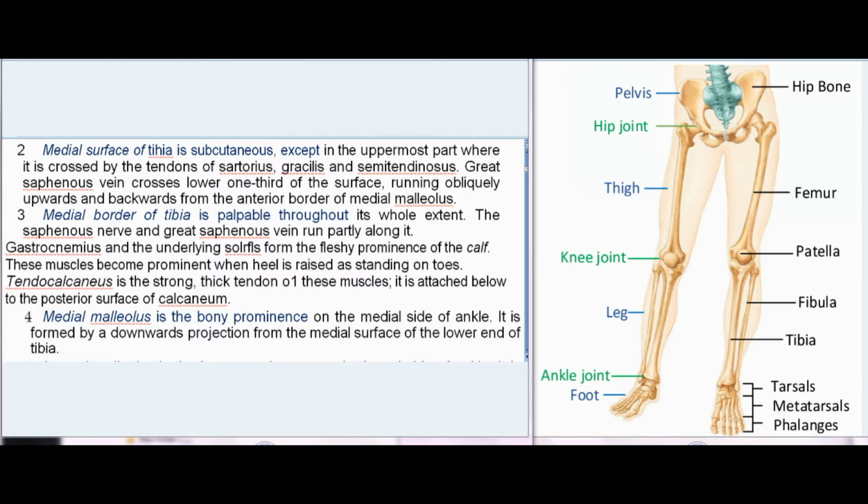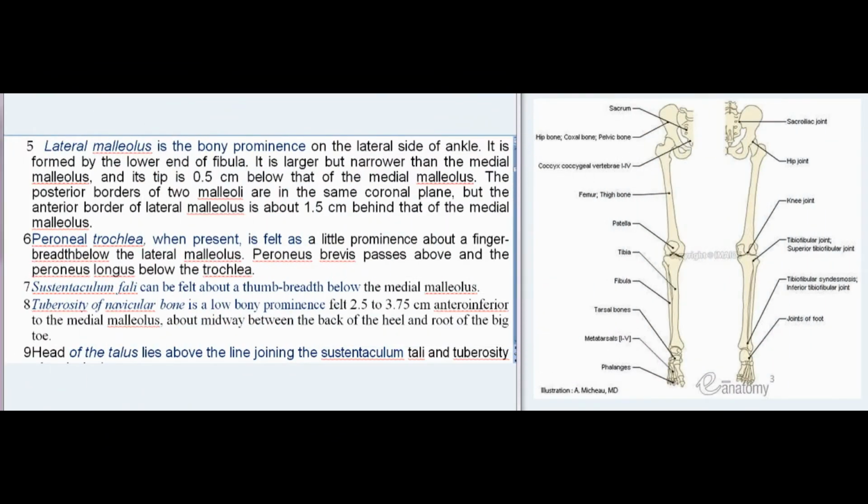7. Medial malleolus is the bony prominence on the medial side of ankle. It is formed by a downwards projection from the medial surface of the lower end of tibia. 8. Lateral malleolus is the bony prominence on the lateral side of ankle. It is formed by the lower end of fibula. It is larger but narrower than the medial malleolus, and its tip is 0.5 cm below that of the medial malleolus. The posterior borders of the two malleoli are in the same coronal plane, but the anterior border of lateral malleolus is about 1.5 cm behind that of the medial malleolus.